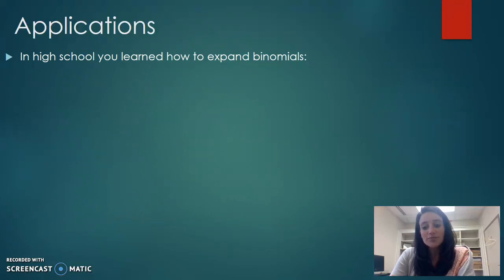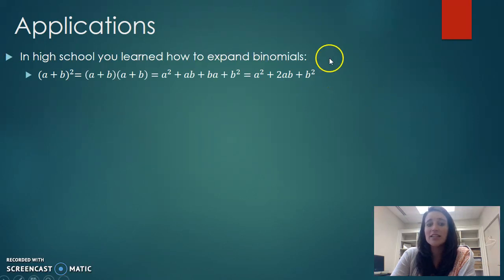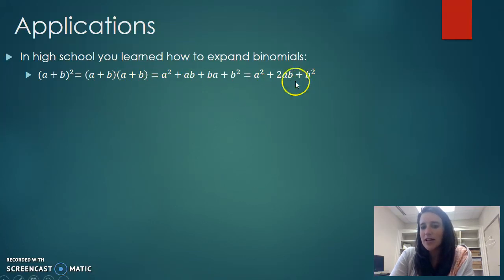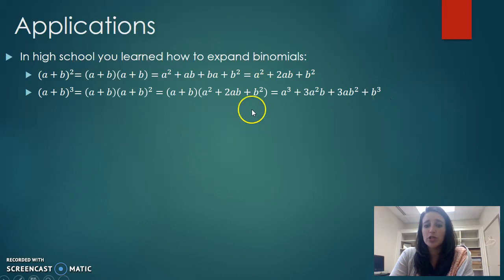In high school, you learned to expand binomials. So you did things like a plus b squared, which was a plus b times a plus b, and you FOILed. So a times a, a times b, b times a, b times b, and you combine like terms, and you get this quadratic. You could do a cubic, but you would have to FOIL again, and you would get lots of terms.